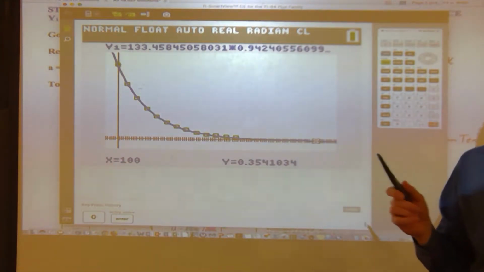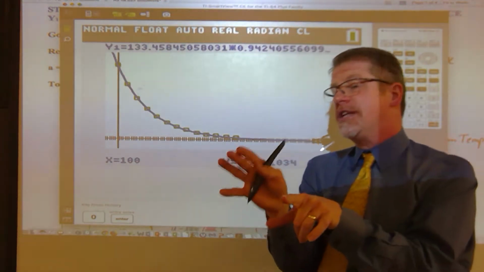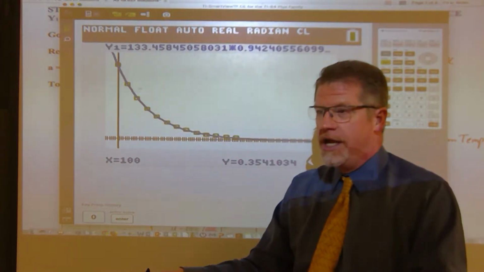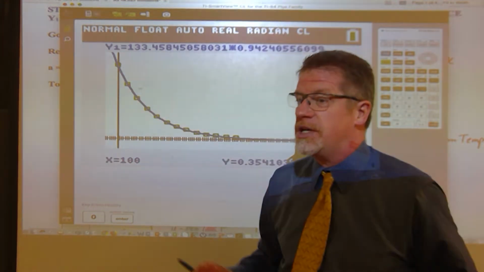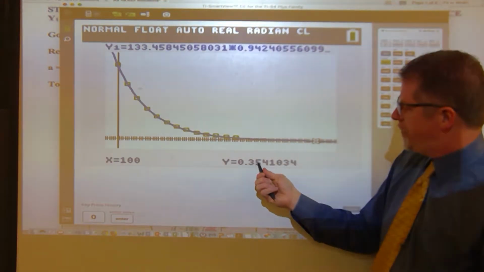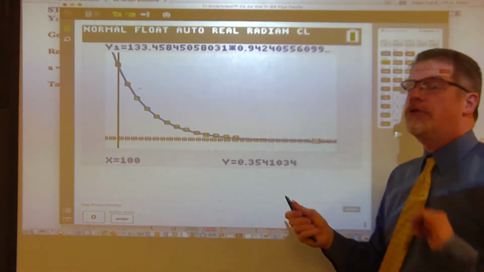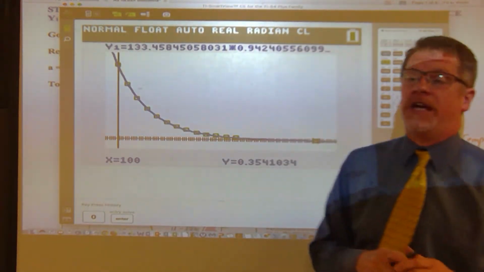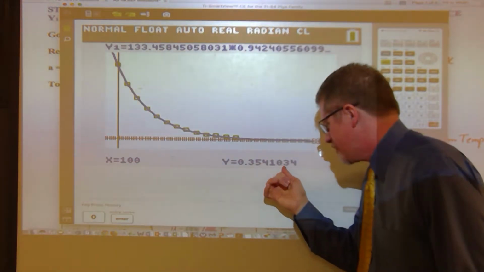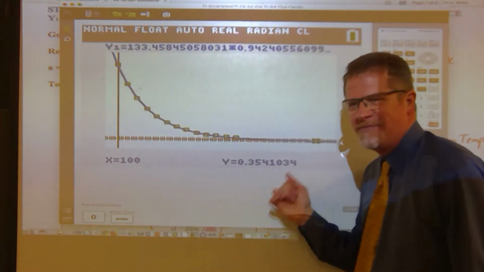Is that the temperature of coffee? No, that's the number of degrees Fahrenheit above room temperature. Now, if this room happens to be located in Antarctica and the furnace broke and room temperature happens to be 0 degrees Fahrenheit, then yes, 0.354 degrees above 0 degrees Fahrenheit is 0.354 degrees. But if room temperature is 68 degrees Fahrenheit, then the temperature of the coffee is 68.3541034 degrees Fahrenheit. Okay?